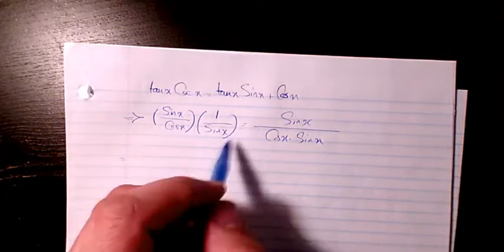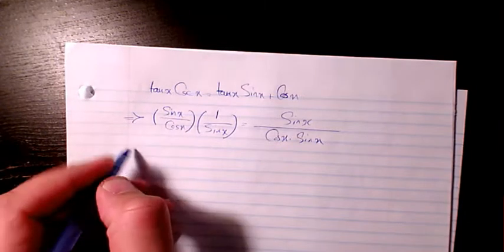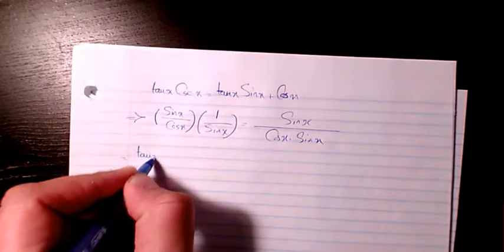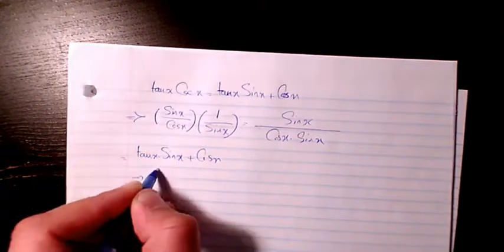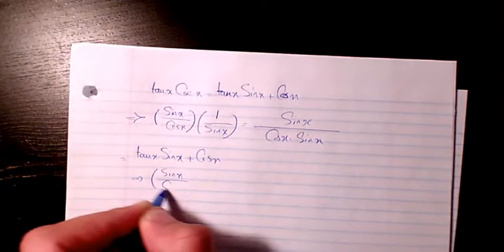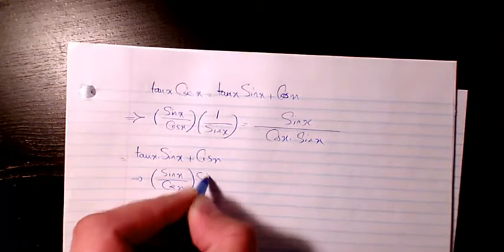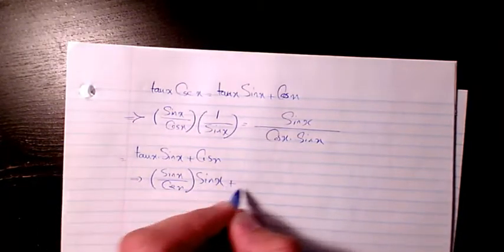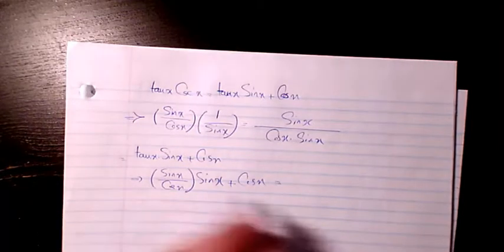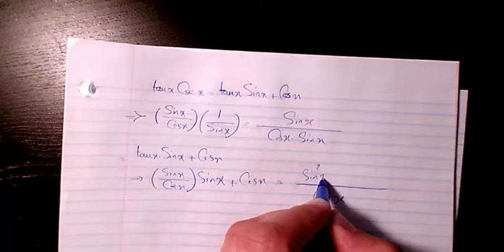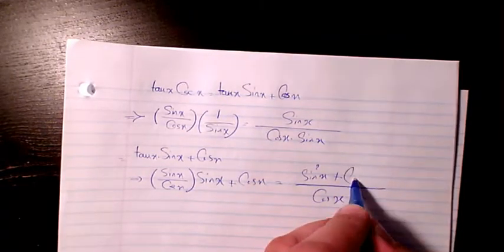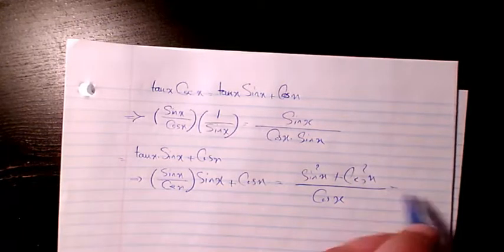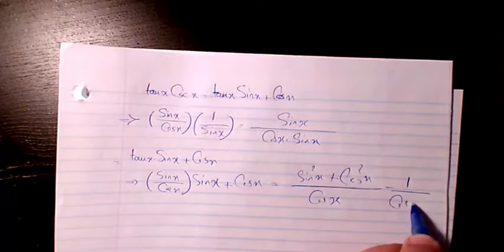And on the right hand side I have tan x times sin x plus cosine x. So it will be sin x divided by cosine x times sin x plus cosine x. So if I have the common denominator, we have cosine x times sin squared x plus cosine squared x. So the answer will be 1 over cosine x.